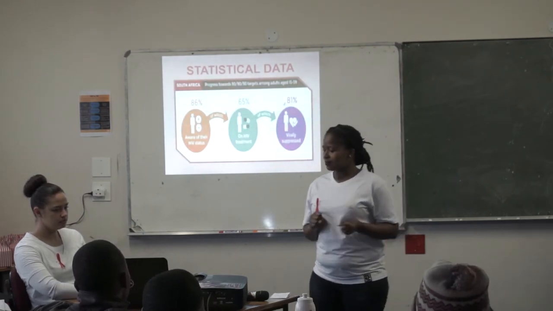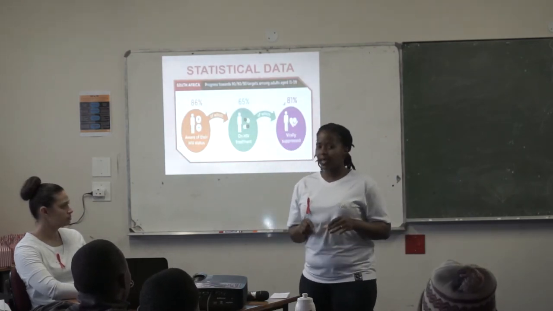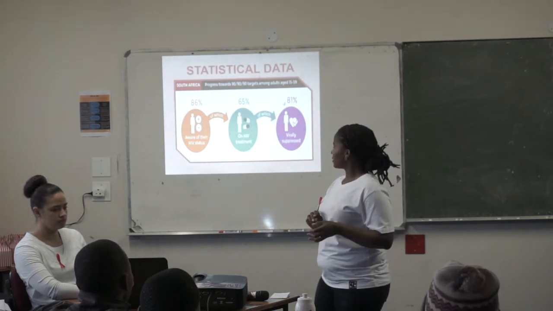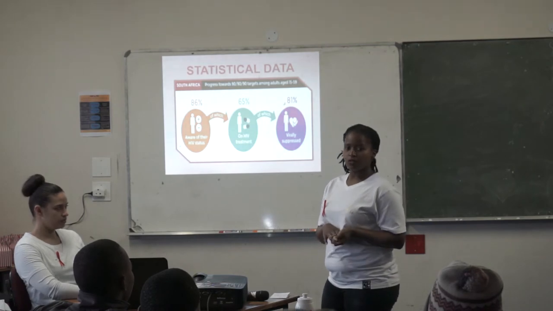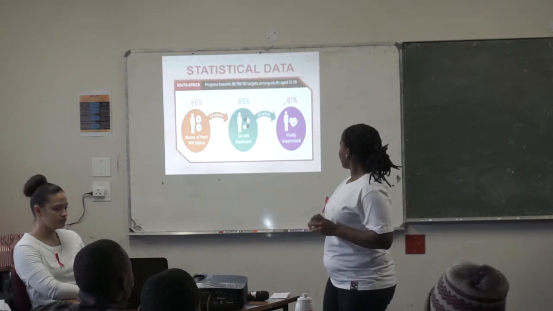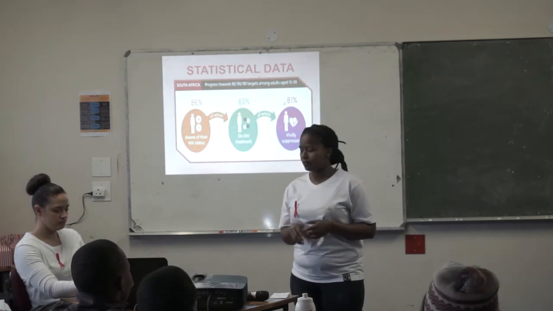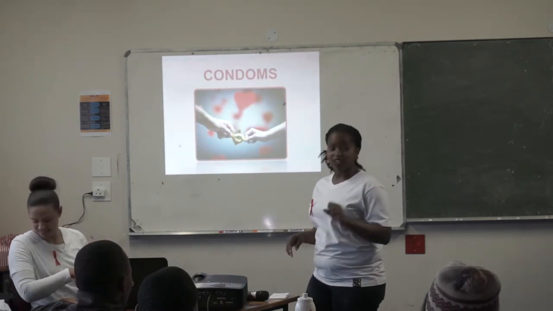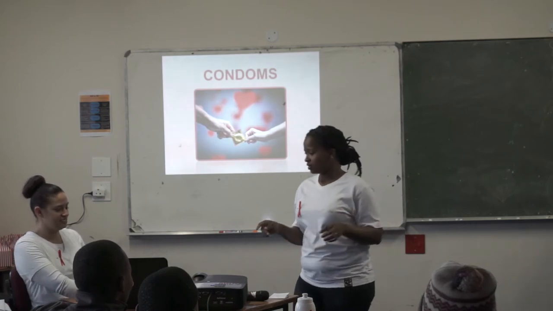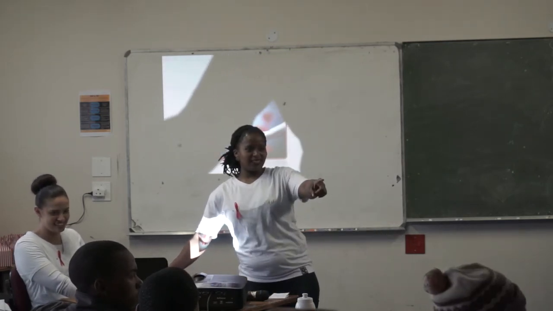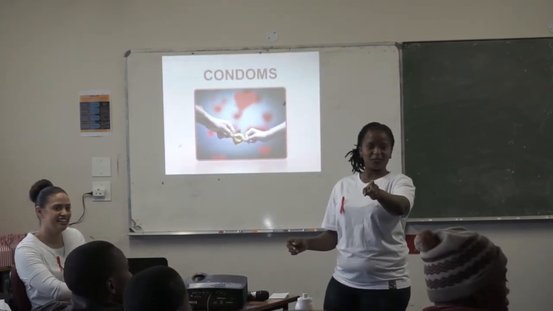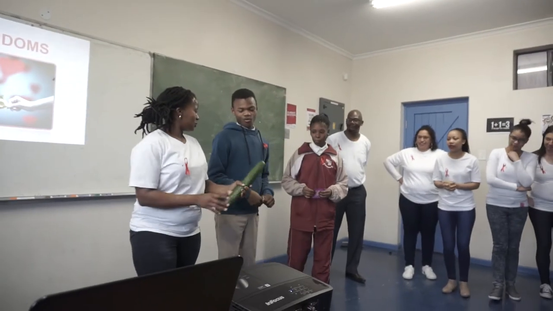And then there's 86% of adults that are actually aware of their HIV status, of which 65% of them are on treatment, and 81% have a viral suppressed load. Now I'll be demonstrating condom use, asking for demonstrators. I'll ask from that table. Can I get a guy from that table and a lady from this one? I'll hold you.